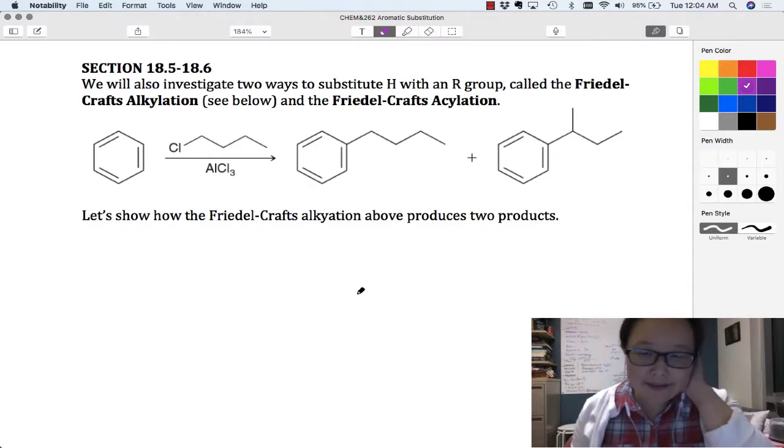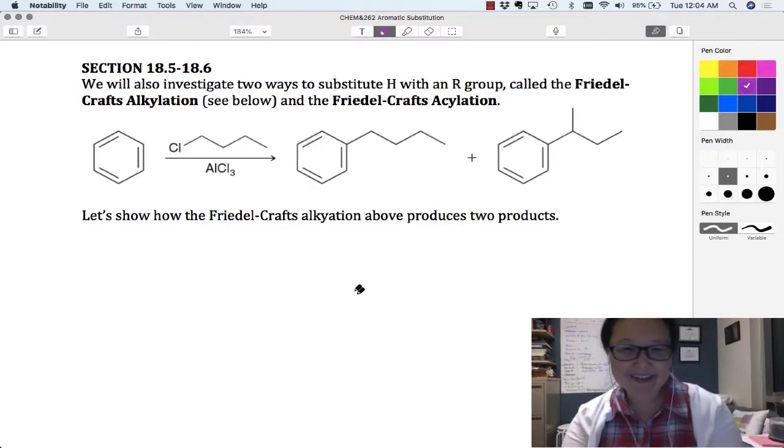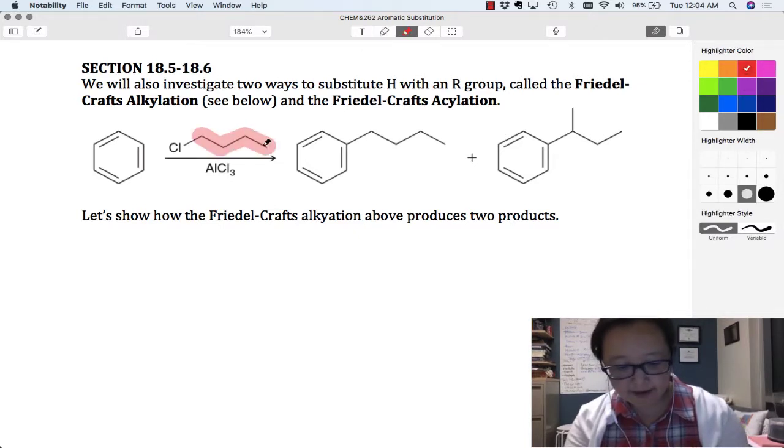Okay guys, let's say that we want to add an R group now. So instead of chlorine or bromine or nitro or sulfonyl group, we're going to add an R group. So here's my R group right here. I'll just highlight it. So if this is my R group, I need a halogen on it, so that will be my leaving group. And it's going to first complex to the Lewis acid.